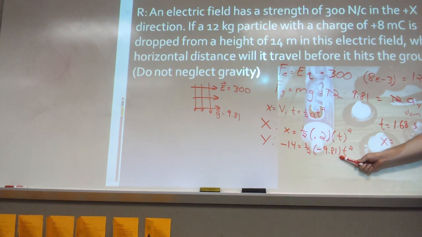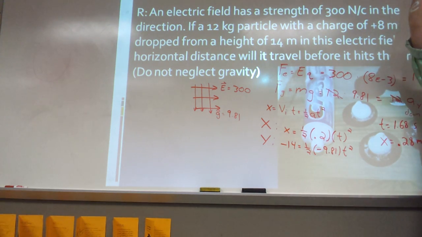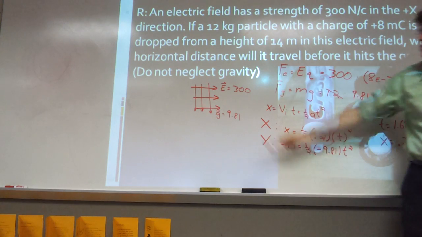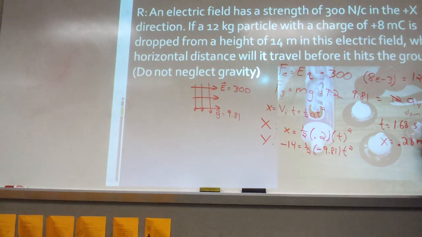1.68 squared is about 2.8, and then 9.81 is close enough to 10. 2.8 times 0.2 is 0.28. Is that what you're getting? 0.28. Good enough for me. 0.28 meters. So, you drop it from 14 meters up, and it lands 0.28 meters to the right of where you dropped it. Not really far. But that makes sense because it's a really, really weak electric field. Okay, 300 newtons per coulomb, not that much.